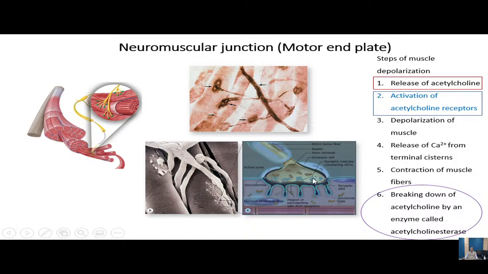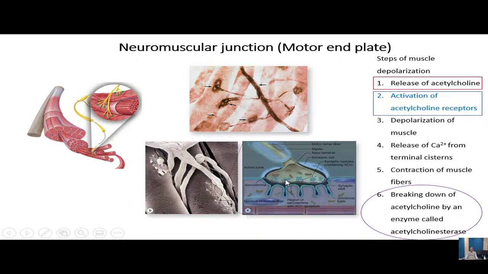And it contains numerous synaptic vesicles which has acetylcholine within it. And on the muscle fiber, you will see there are various irregularities like this. These are called junctional folds. And here are millions and millions of receptors, acetylcholine receptors.